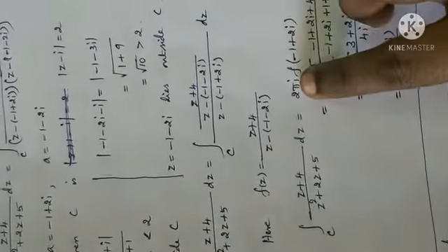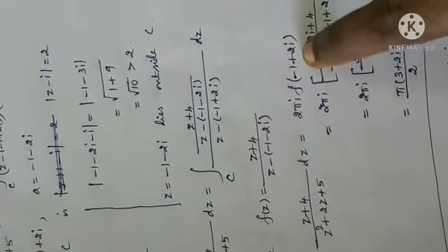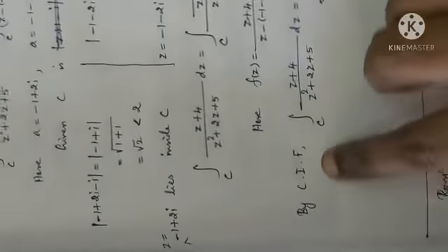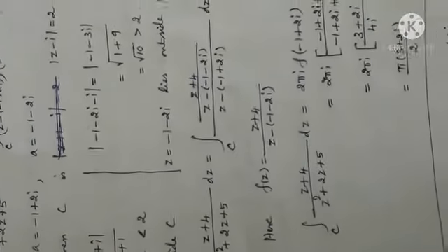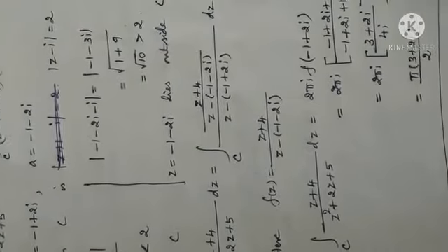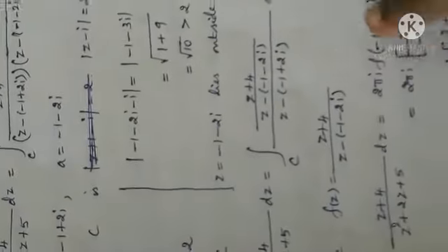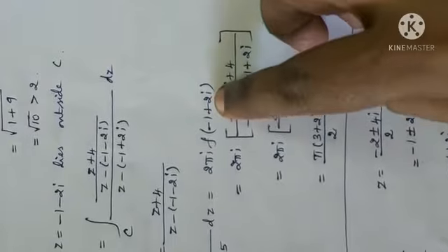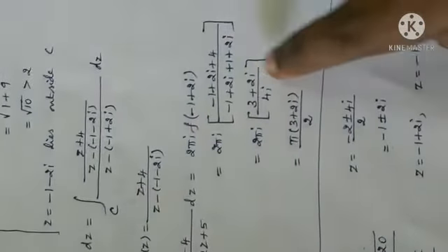The answer is 2 pi I into f of a. This is our f of z. This is our a. By Cauchy integral formula, the answer is 2 pi I into f of a. If both lie inside C, we use the partial fraction method or another method, right? Here luckily one lies inside C and one lies outside C. Hence it is easy. 2 pi I into, substitute the value a in f of z, you will get f of a. Simplify, you will get the answer.